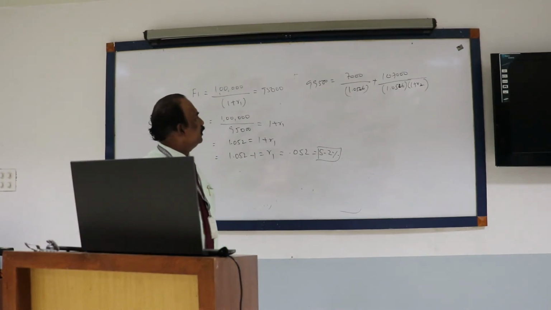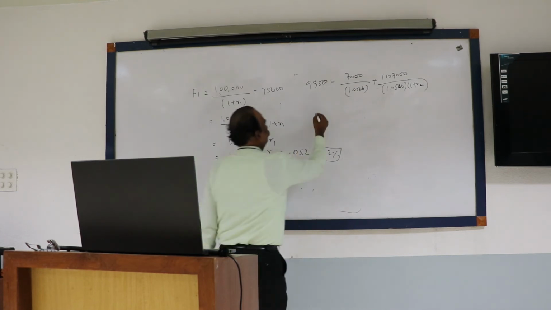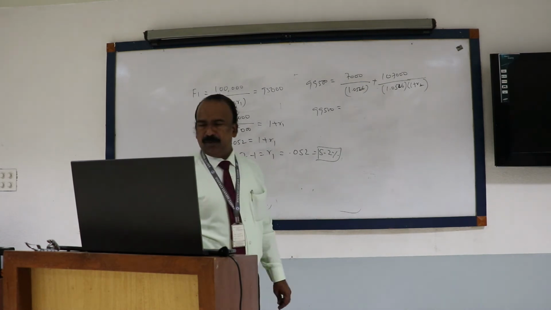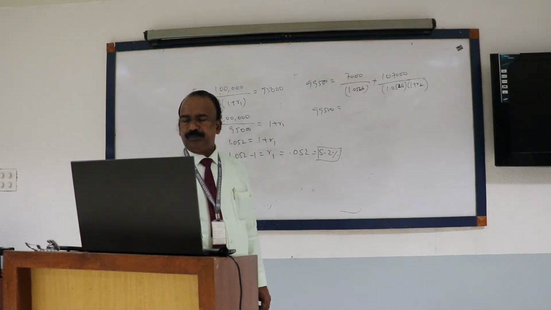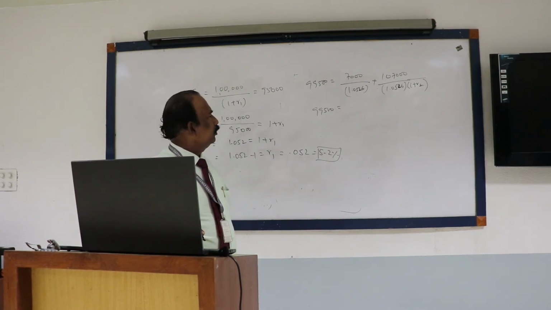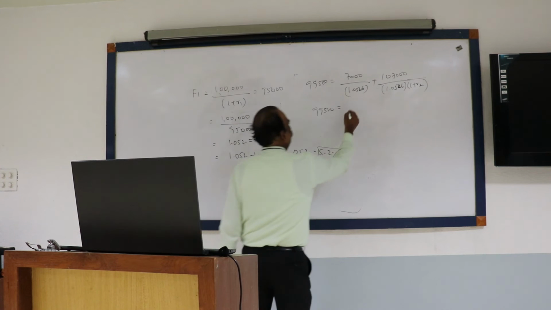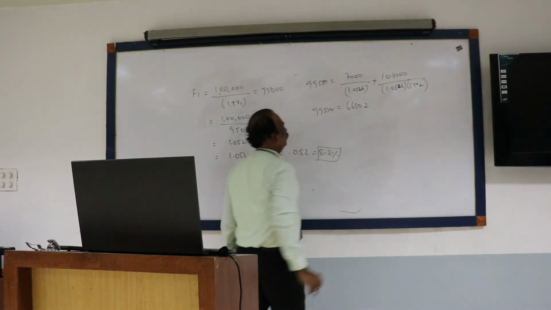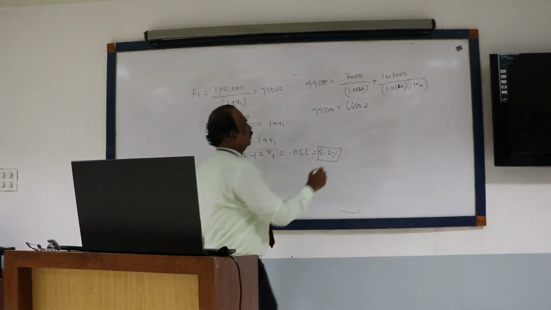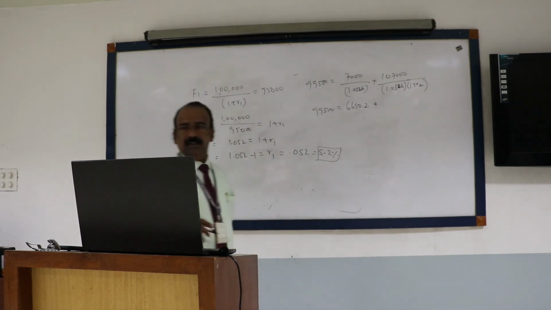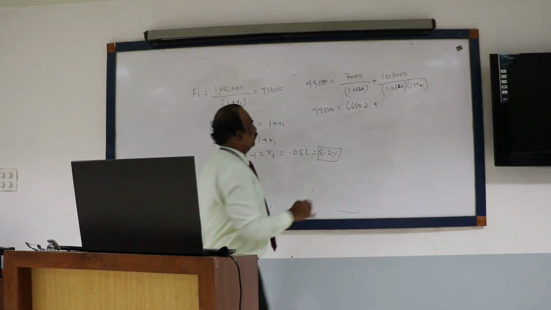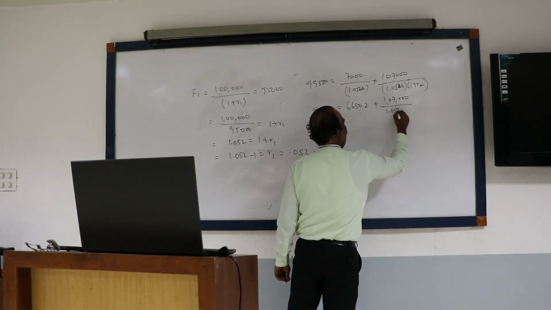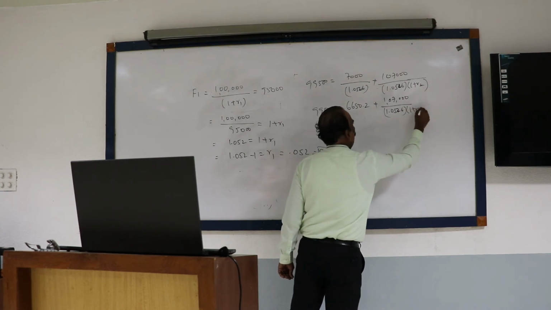Now, simplify the figures. So, 99,500. 7,000 divided by 1.0526. How much comes? 6,650.2. Plus that, you cannot divide it. The same thing, 1,07,000 divided by 1.0526 into 1 plus R2.